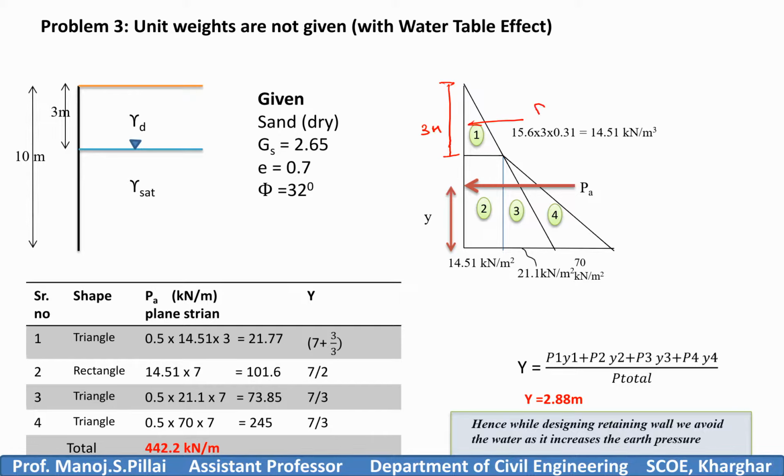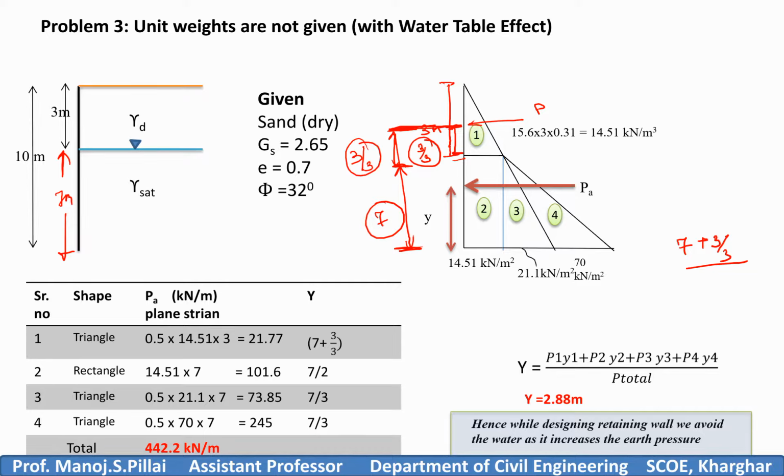If I am having a P here, this will act from here at h/3, that is 3/3, right? But I need this distance from my base. So from here to here, how much is it? It is 7 meters. You have 7 meters. So basically my y bar would be 7 plus 3/3. That is 7 is still here, plus 3 by 3. I need this distance, so this is my 3 by 3. This I have written here.